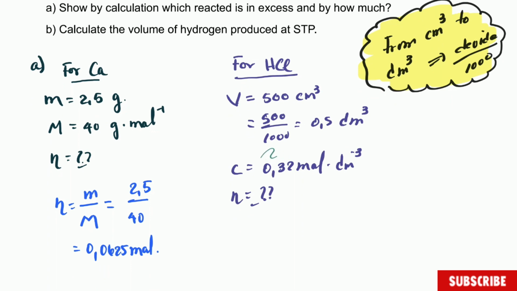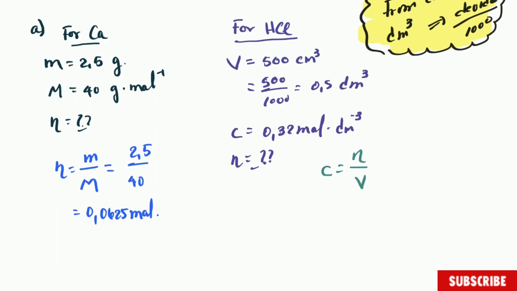Now, according to the data we have here, what formula is the best to use for the number of moles? Well, concentration is equal to number of moles divided by volume. The formula is going to be given to you in this way in the exam. So that's why I'm going to write it in this way.